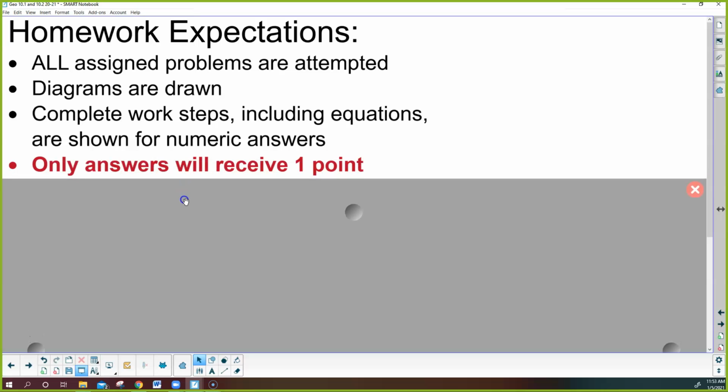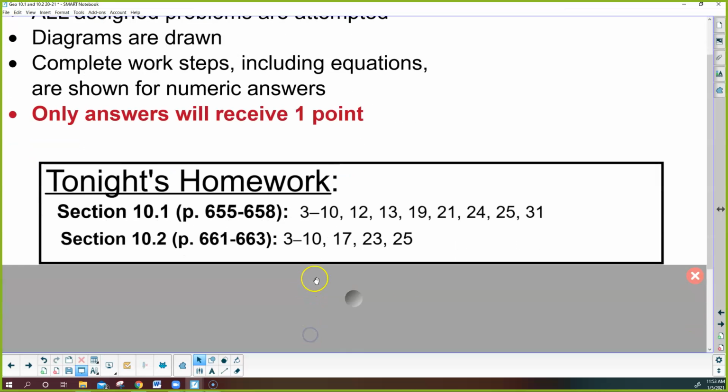And then here's the big part. If you only put the answers down, you'll receive 1 point. And I shouldn't even give you a point because I post all of the answers with the worked out solutions. So if you're just copying the answers, I don't know if you're doing it. I don't know if you're copying them. I'm not really sure. So I'm going to give you 1 point just because you put in some effort. So you get 1 out of 5 points. You must show work.